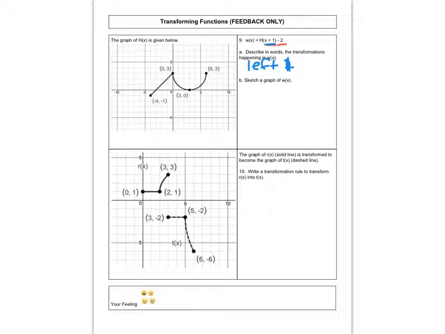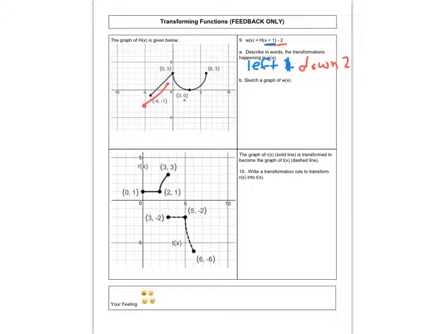The outside part we have to know means down 2. That means this whole graph has to go left 1 and down 2. That means that the point that's negative 4, negative 1 would then be negative 5, negative 3. 0, 3 would go left 1, down 2 and become negative 1, 1. 3, 0 would go left 1, down 2.